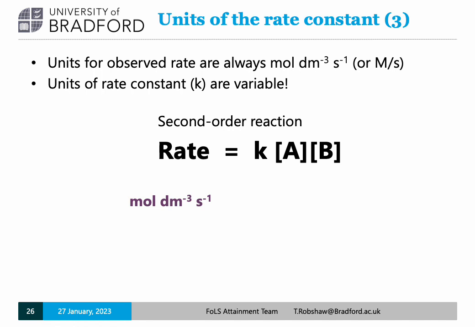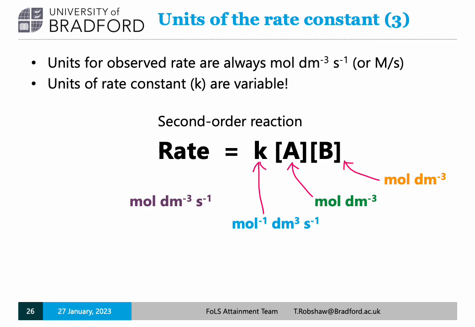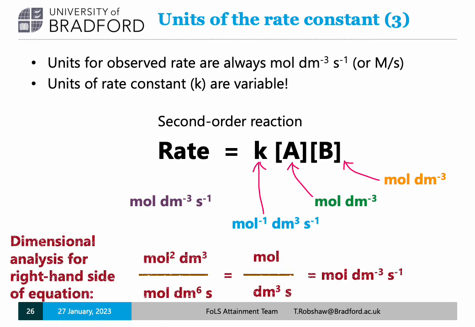If the reaction is second order overall, we've now got 2 units of concentration on the right hand side. So the k units have to change again, this time to moles to the -1 decimeters cubed seconds to the -1. So that again, as per the dimensional analysis, everything is kept balanced.